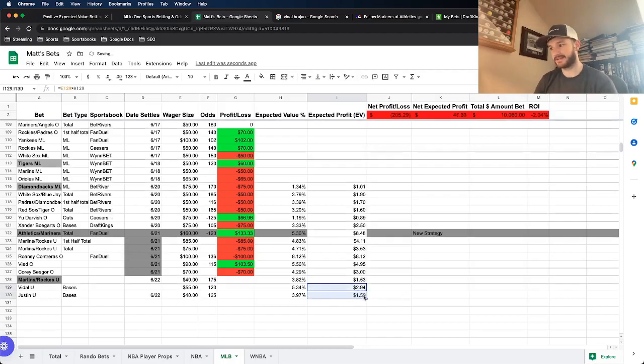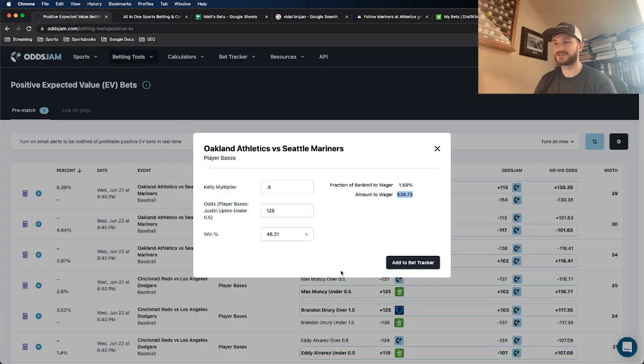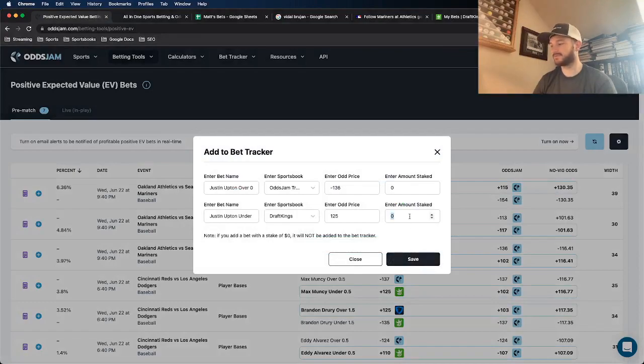So again, I drag this down. It gives me an expected profit of roughly $1.60 on this specific play. And these are my 2 bets. So 2 unders. Again, I need to add this one to my bet tracker. I put $40 on it. Click save, and we are good to go there.